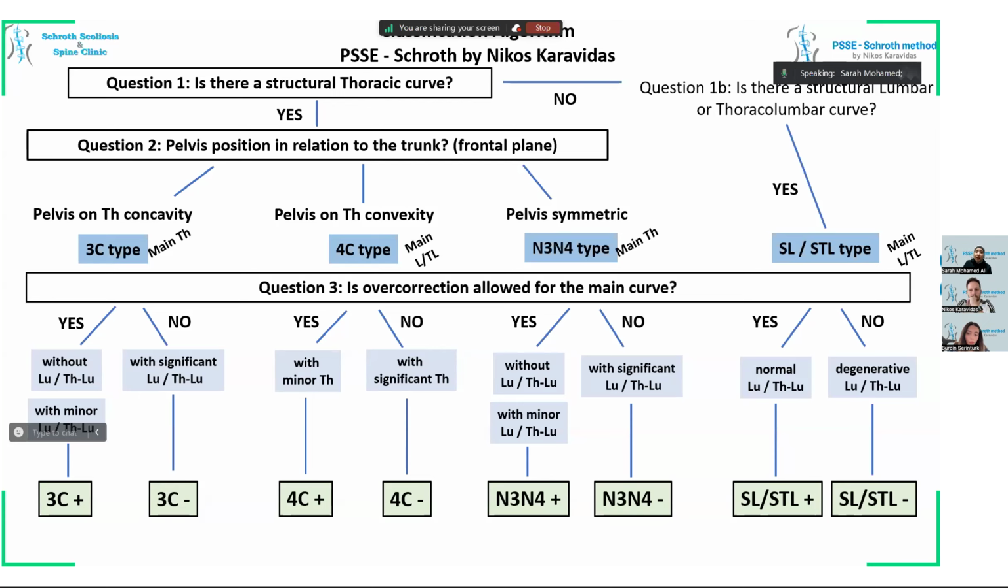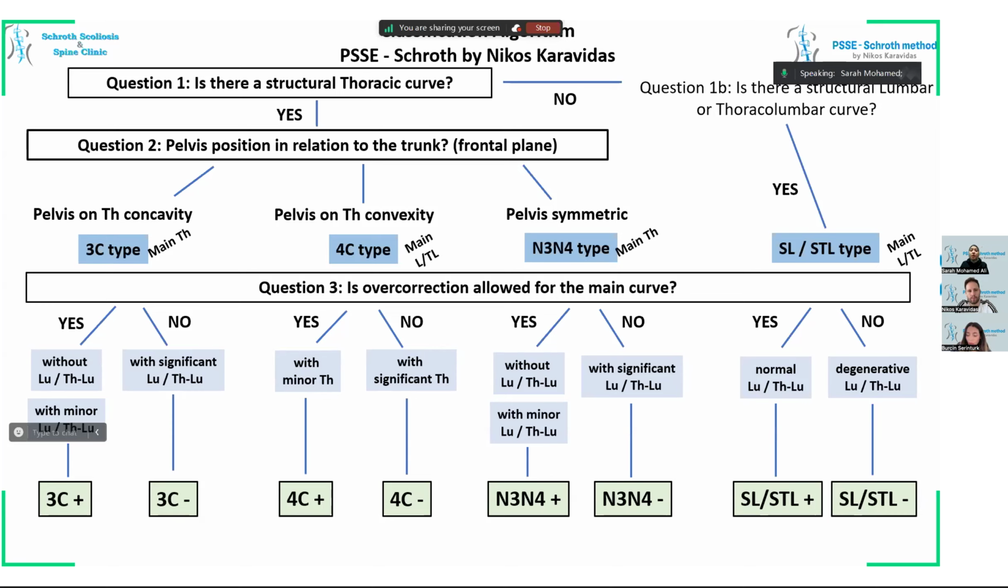If I have a minor thoracic curve in the X-ray with the main curve lumbar or thoracolumbar, it means that I can give this type a plus sign, and I can do an overcorrection for my main curve without affecting the minor thoracic curve. If I cannot do this, it means that I have a significant thoracic curve, so I give it a 4C minus. It means that I have my main lumbar or thoracolumbar curve and a significant thoracic curve above it, which might be worsened if I apply the overcorrection to my main curve.